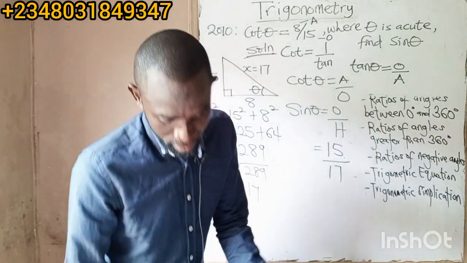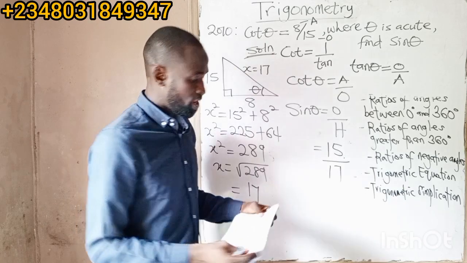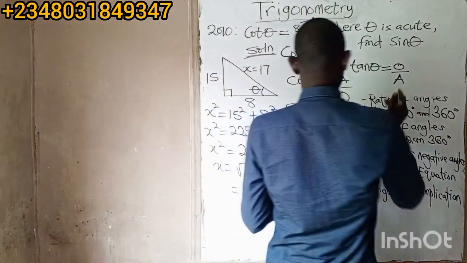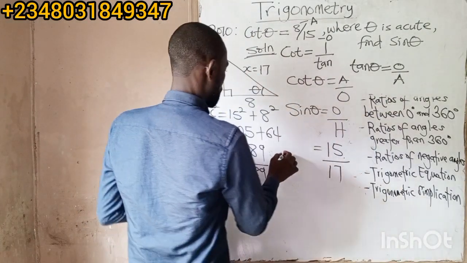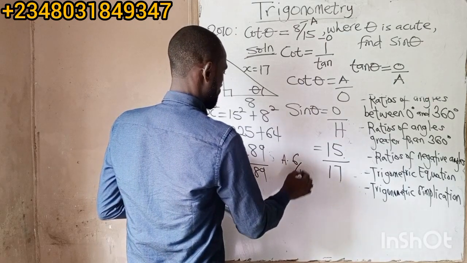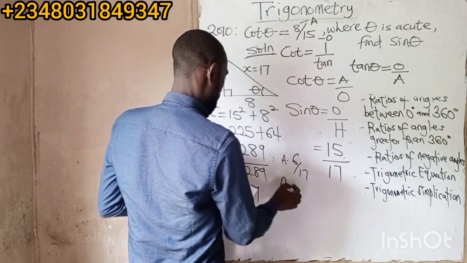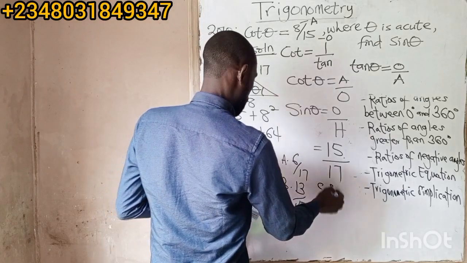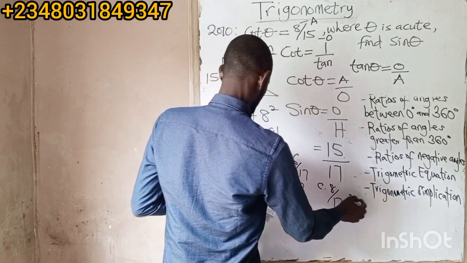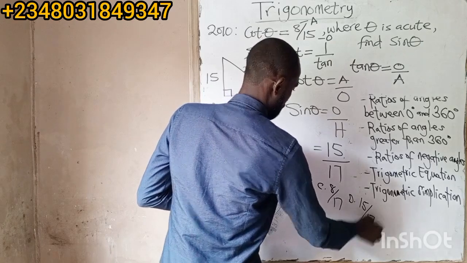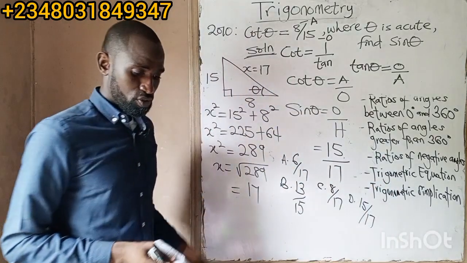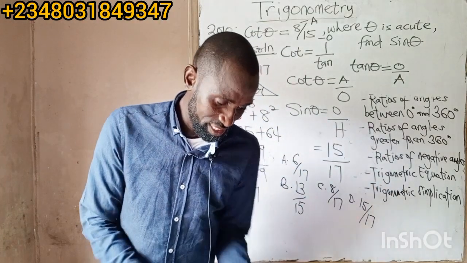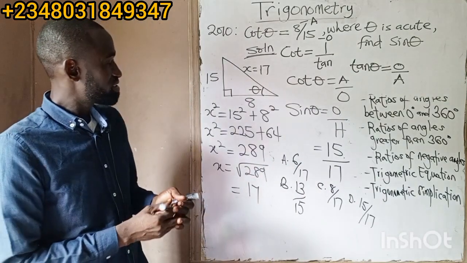15 all over 17. Let me give you the options here. Option A, we have 6 over 17. B, 13 over 15. C, 8 over 17. And D, 15 over 17. So the correct answer to that question is 15 over 17.